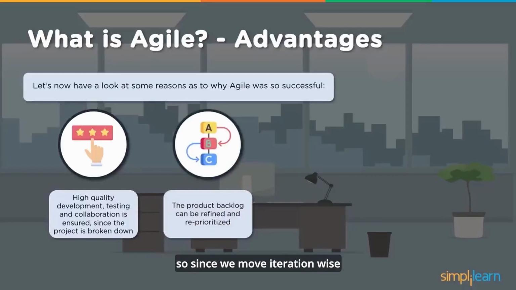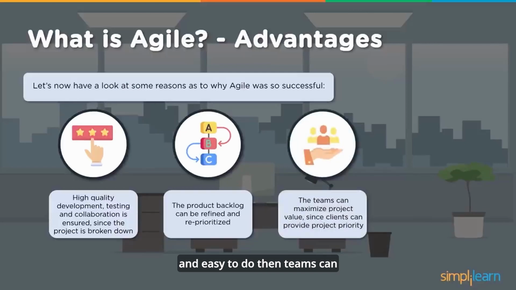Then the product backlog can be refined and reprioritized. Since we move iteration-wise, depending on the change scenario, depending on the direction changes, we can keep reordering or reprioritizing our product backlog. What needs to be created first? If I have items 1, 2, 3, 4, 5, I can make it 3, 4, 1, 2, 5. So depending on the change scenario, whenever it needs to be executed, it is a bit flexible and easy to do.